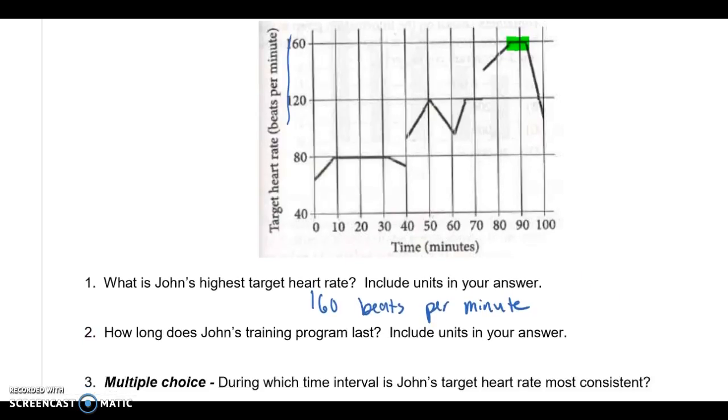Question 2 says, how long does John's training program last? It sounds like a time interval they want, so we know his training starts at 0 minutes, and then it looks like it will end at 100 minutes.